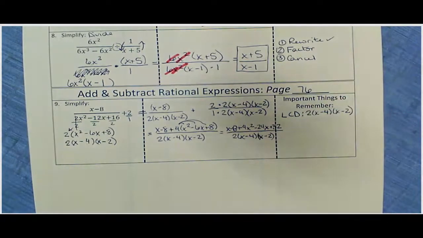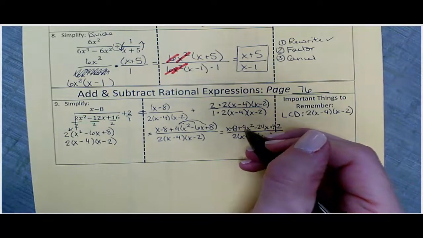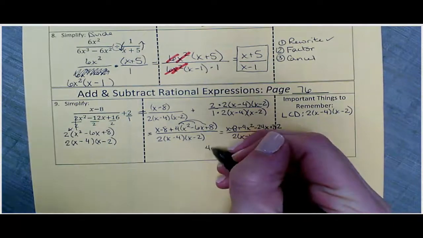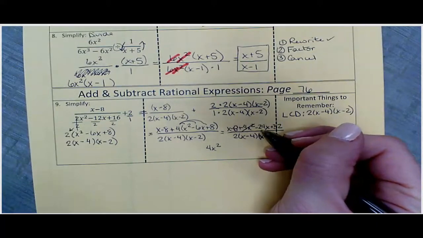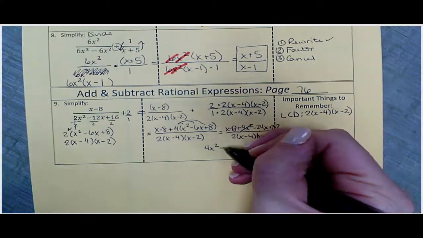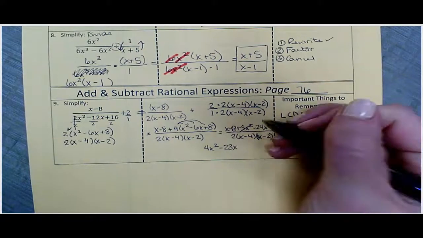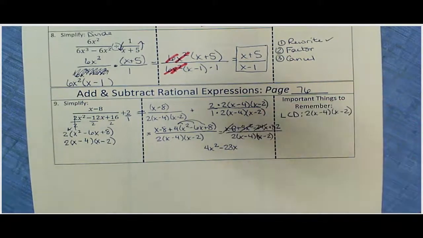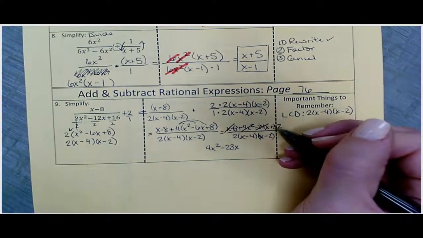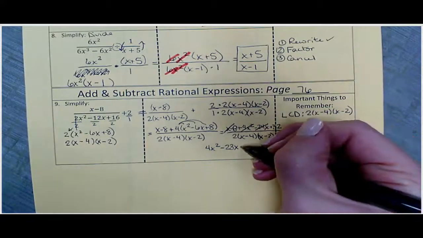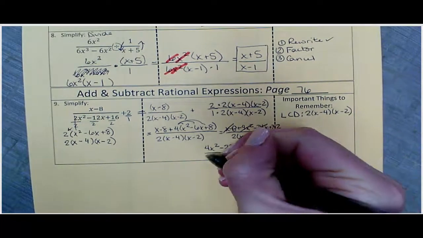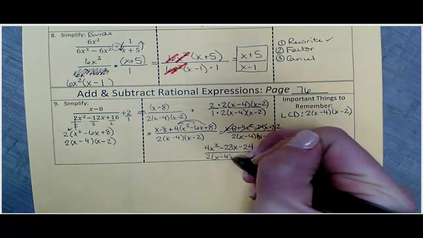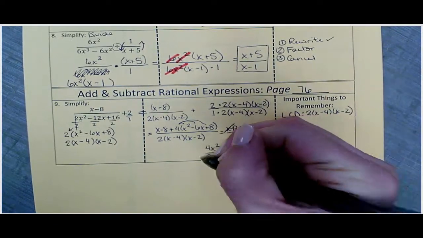There. And I do need to combine those like terms. So I see 4x squared. So there's my x squared term. Negative 24x plus x, so that's minus 23x. I'm just combining like terms and crossing them out as I use them, so I don't reuse them. And then 32 minus 8, that would be negative 24. And my denominator is still 2 times x minus 4 times x minus 2.